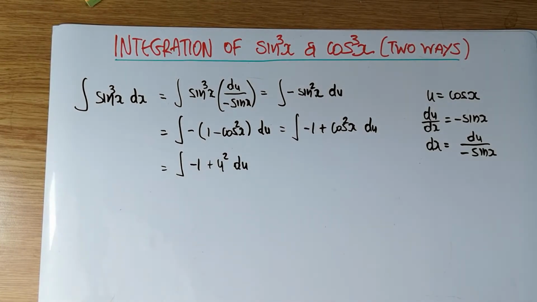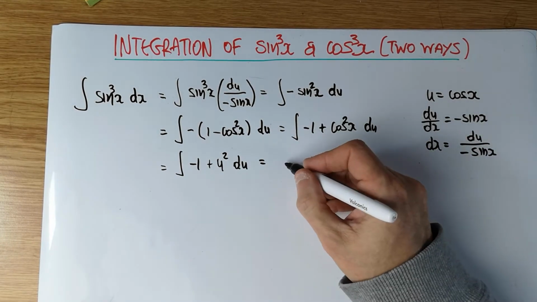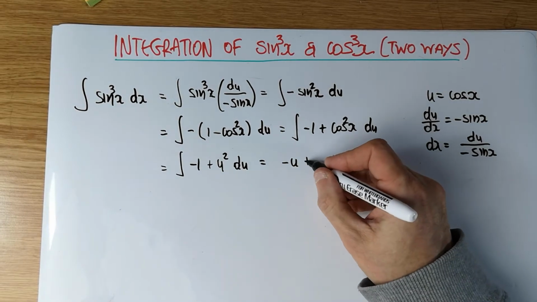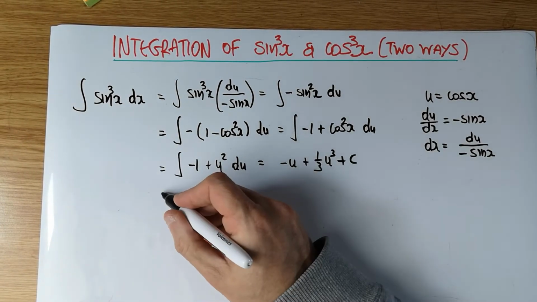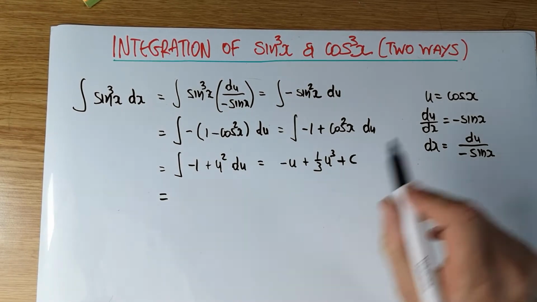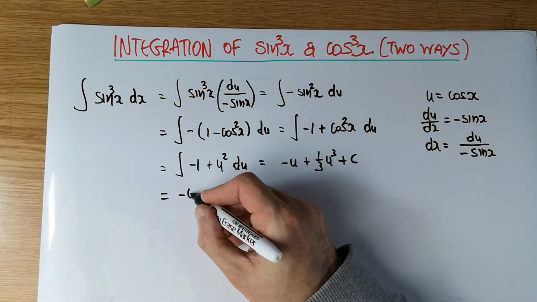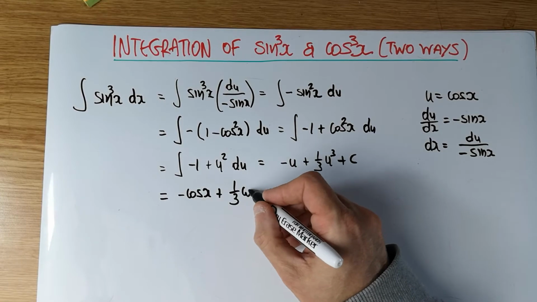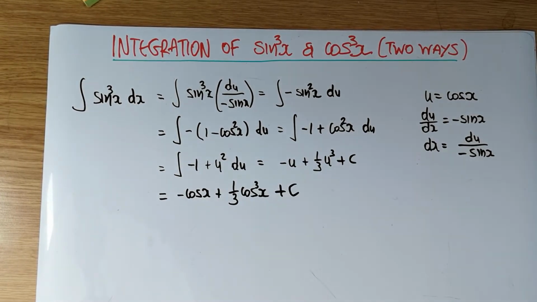That's a very straightforward integral, which we can do on the next line. It will be negative u, because the integration is with respect to u, plus 1/3 u cubed plus a constant. And let's not forget to put our substitution back in, which is of course the cos of x. So that's going to be minus cos of x plus 1/3 cos cubed of x plus a constant. So that's the standard way of doing the sine cubed of x.